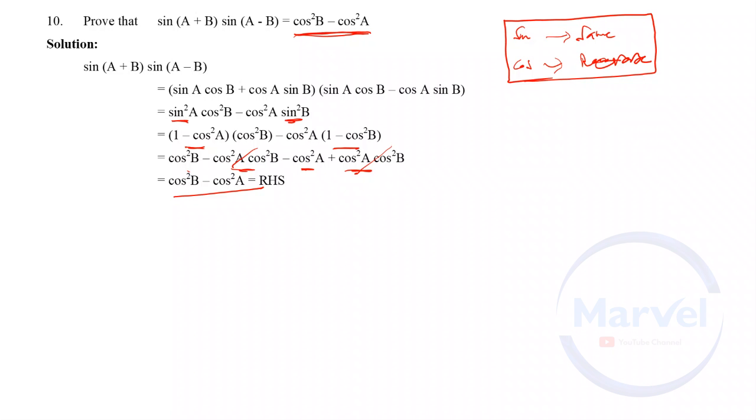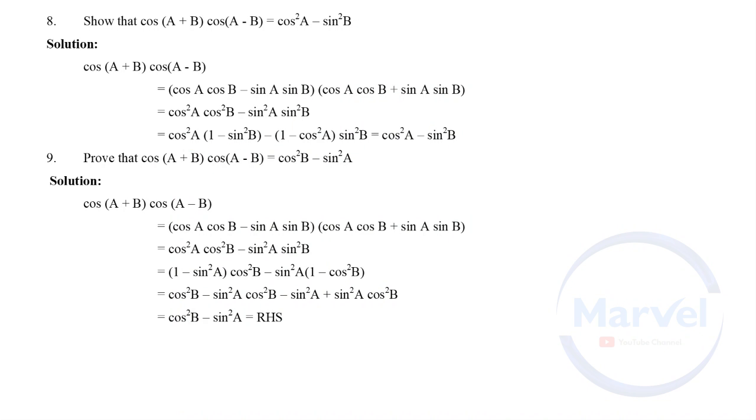This is a shortcut method, so avoid blind by-hearting the formula. Now formula number 8: show that cos(A+B) cos(A−B) equals cos²A − sin²B. And the next formula: cos²B − sin²A.